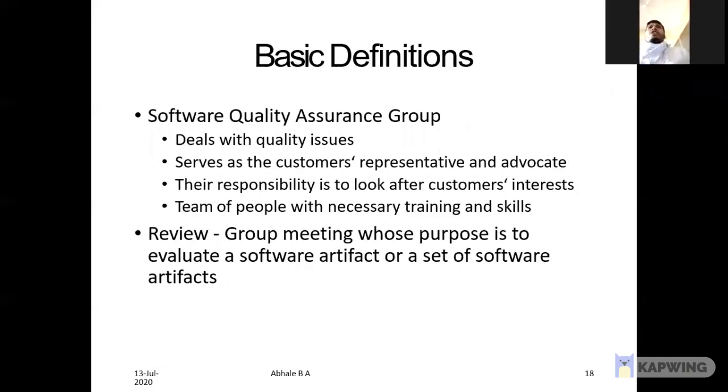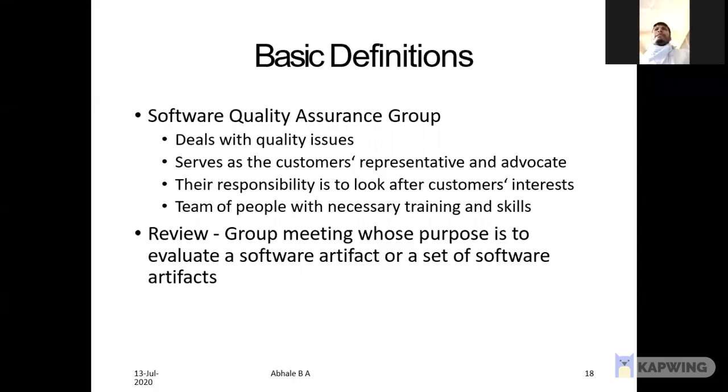Then software quality assurance group. It deals with quality assurance, the quality issues. The software quality assurance group is a group that will maintain the quality of software. They will check your software and give some standards to your application or the software. It serves as a customer representative, also called an advocate who will take care of quality. Their responsibility is to look after customers' interest, whether you are specifying the customer's need. So that is specified by the software quality assurance group.